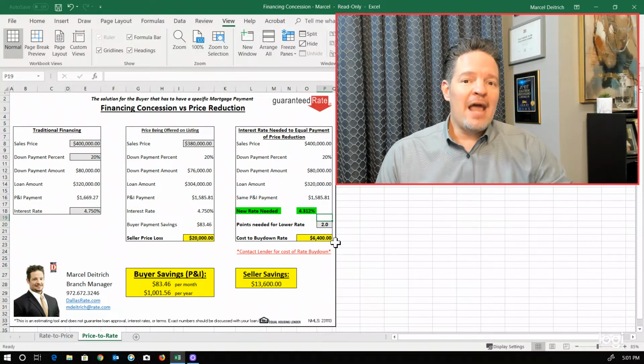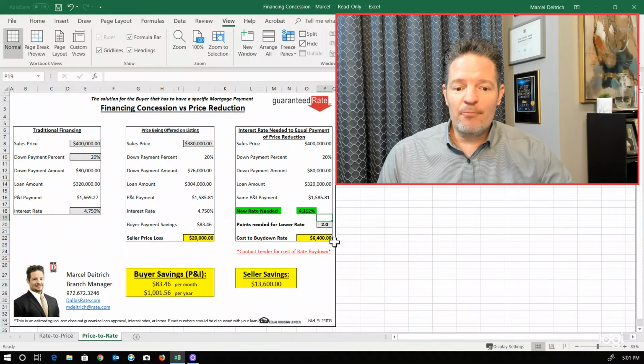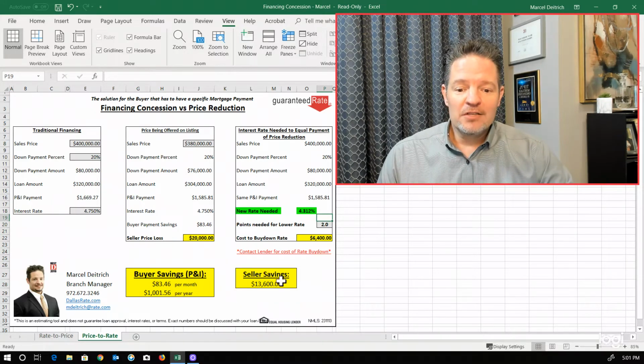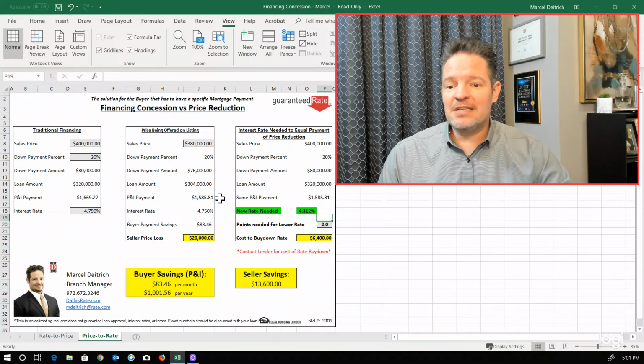Now a seller is going to have a much easier time considering a price reduction of $6,400 as opposed to reducing the price by $20,000. That has a much higher likelihood of moving forward. So the seller savings ends up being $13,600, and the buyer is achieving the objective they care about most, which is that monthly payment.